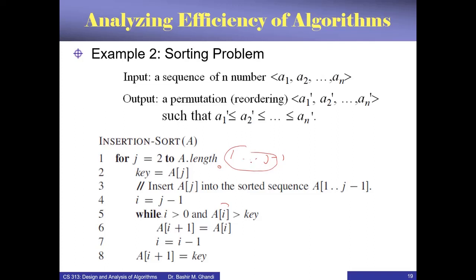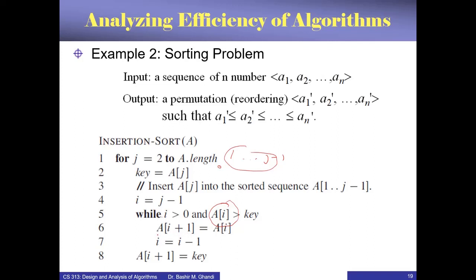The element at i is greater than key, it means we have not yet found the correct place to insert our key. This element is still bigger. So what we do is we shift this element A at i to the right by saying A at i plus 1 becomes A at i. Okay, so we are shifting A at i to go one step to the right.